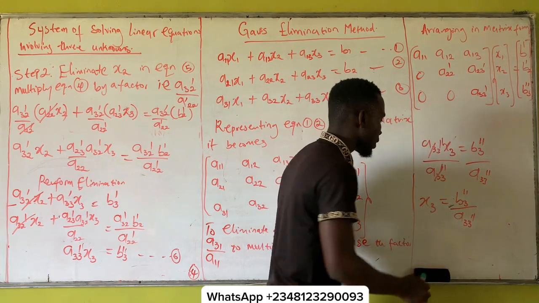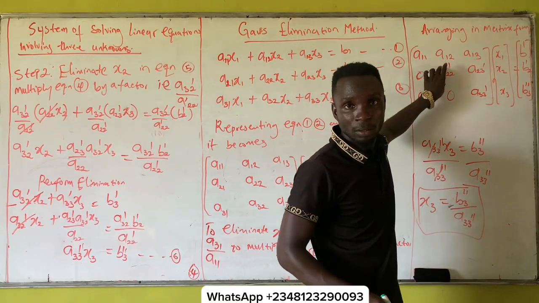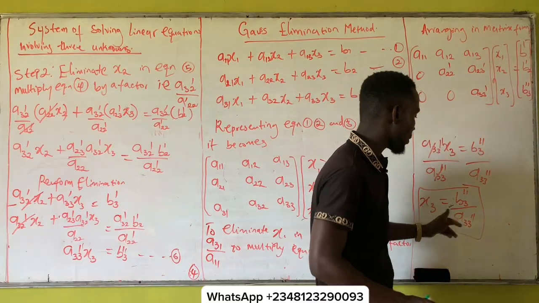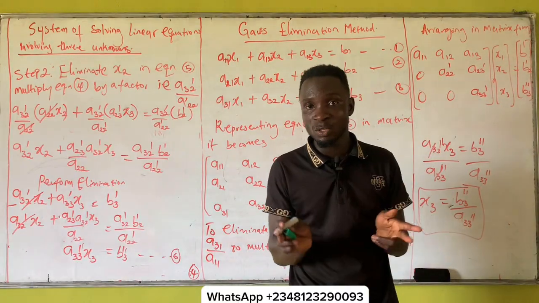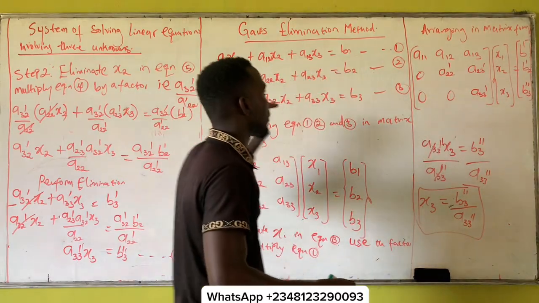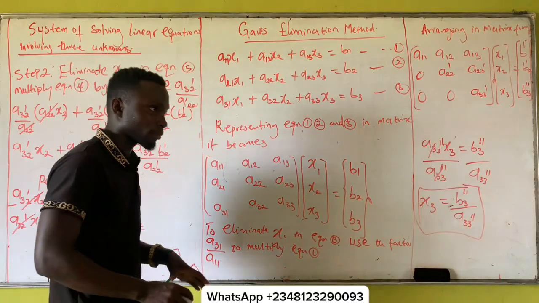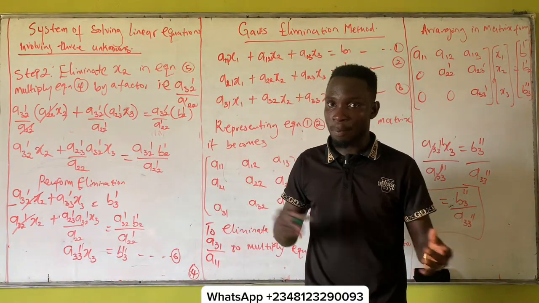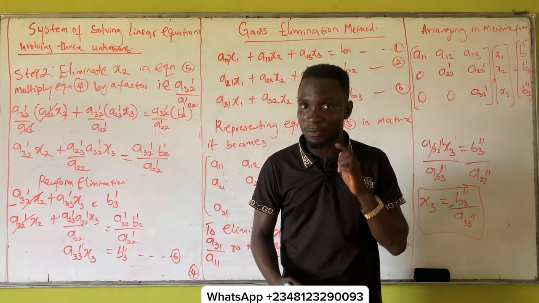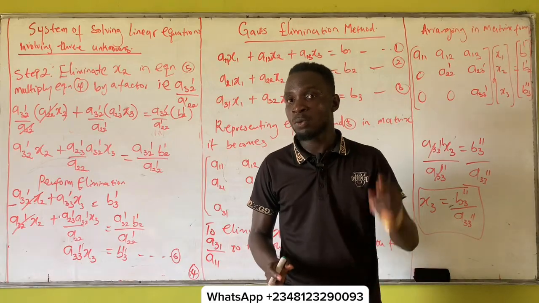So since we got this, you can simply substitute this answer into your what? Your next matrix here. If you substitute this into here, you are going to get the value of your x2. Then substitute the value of x2 and x3 into your what? Equation 1. So that is how you apply the Gauss elimination method. All right. Now let's look at an example. Using Gauss elimination method, we are going to have 3 equations and use the Gauss elimination to find the value of x1, x2, and x3.